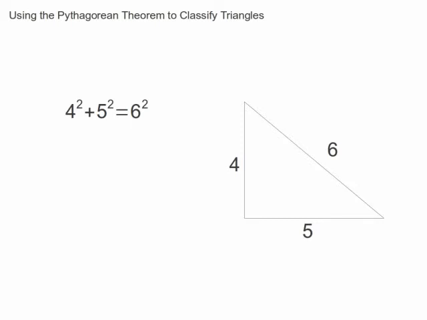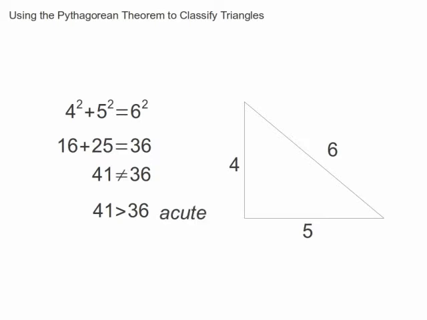The Pythagorean theorem isn't just for finding a missing side length in a right triangle. It can also help classify a triangle that isn't plainly obvious. To classify a triangle through the Pythagorean theorem, plug all three sides into the formula. If the a squared plus b squared side is larger than the c squared side, the triangle is acute. If it's smaller, the triangle is obtuse.